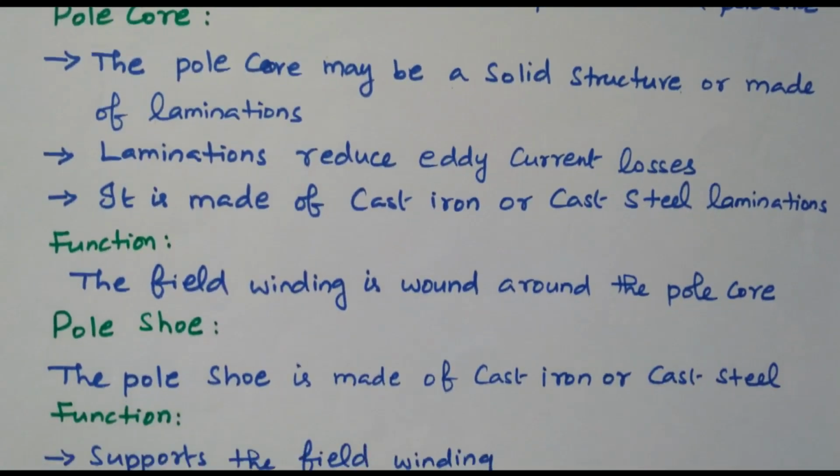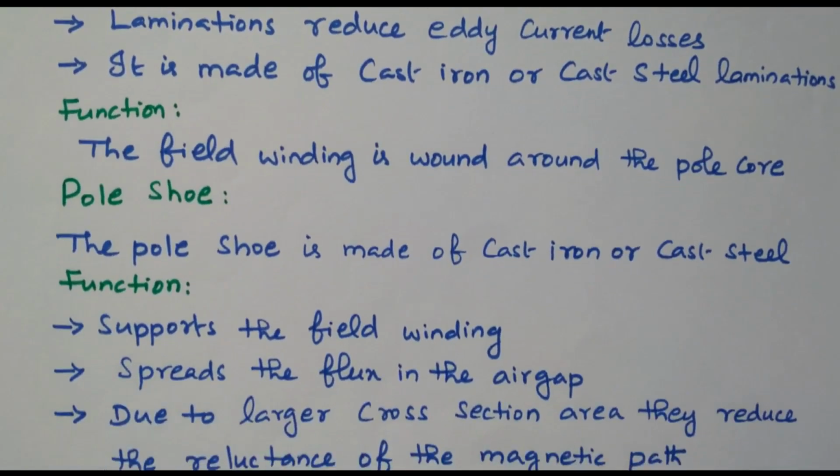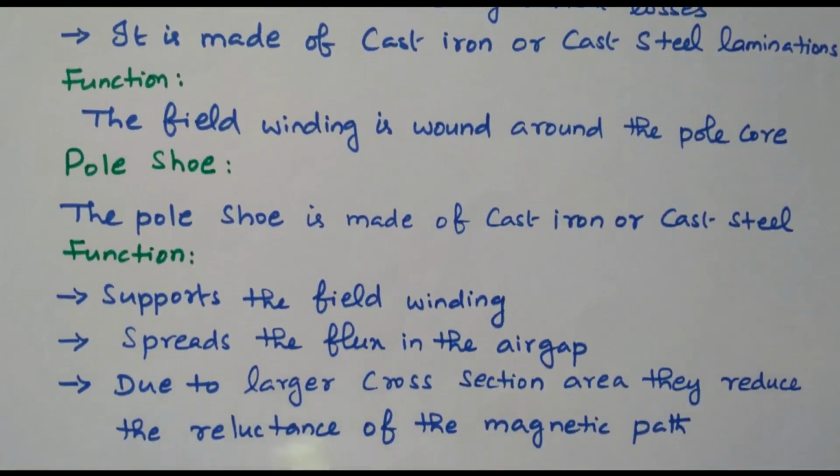Then the pole shoe. The pole shoe is made up of cast iron or cast steel. What is the function of this pole shoe? Support the field winding. Spread the flux in the air gap. Due to larger cross section area, they reduce the reluctance of the magnetic path. So, it will spread the fluxes in the air gap and also reduce the reluctance of the magnetic path.